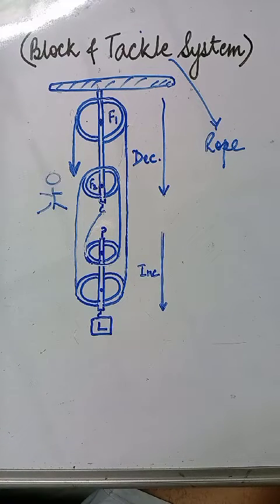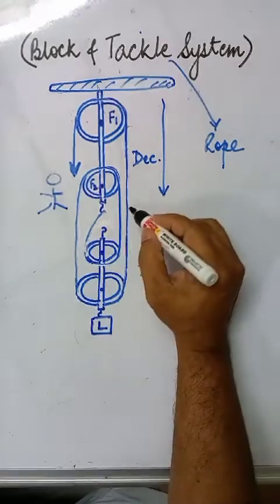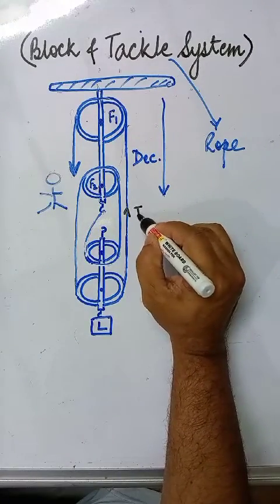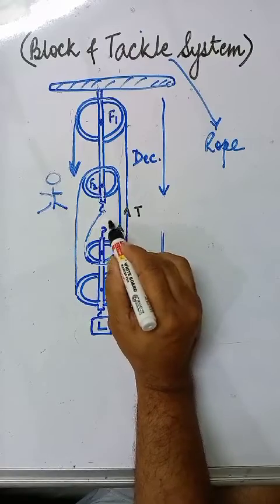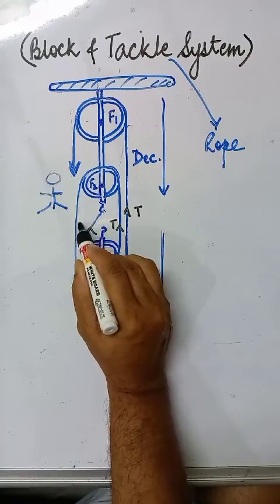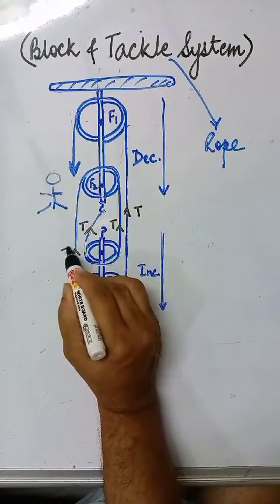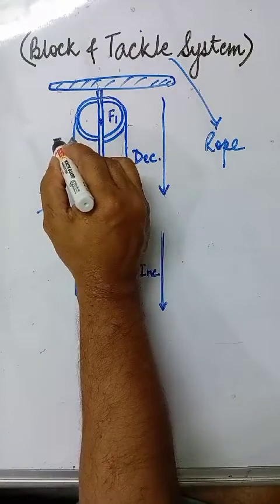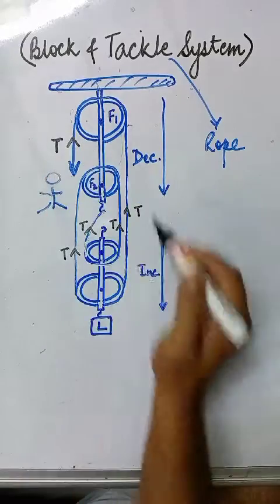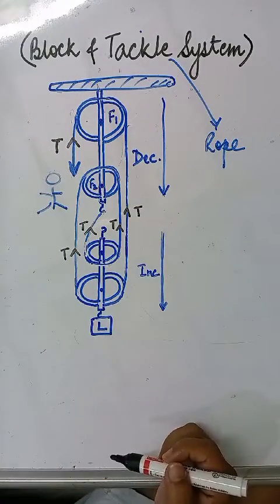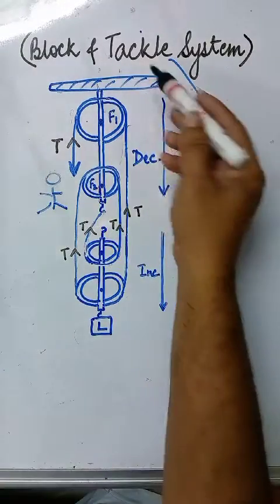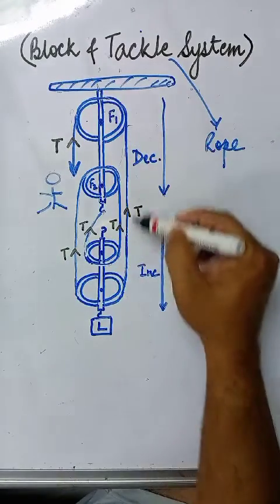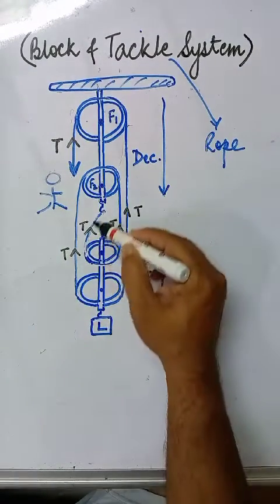Now what I wanted to tell you here is that, let's say we mark all the tensions in the upward direction as T. Then you have a tension here, then you have a tension here, and obviously you have a T over here, in all the different strands of the tackle. The tackle is only one. Tackle means rope. So this is that rope, and you can see that it is only a single rope.